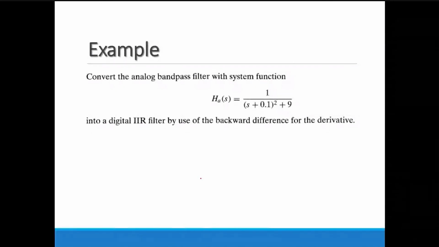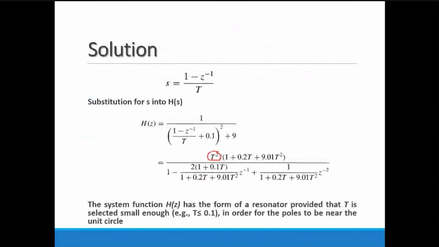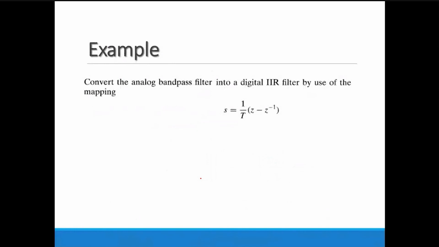Okay, now we are taking the same example, only with changes. Here we define the mapping function s is equal to (1 minus z inverse) by t. Sometimes some customized mapping function will be given to you, and you have to utilize that function and find the solution. Okay, so here, convert the analog bandpass filter. This is the second example in which this s function is given to you.